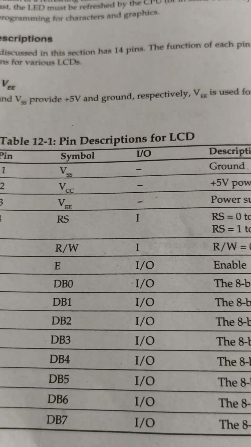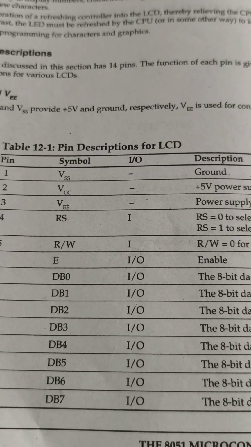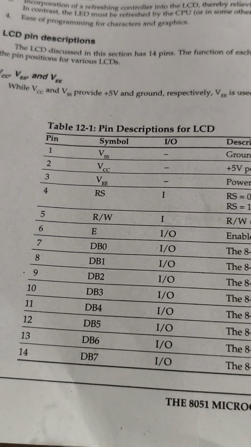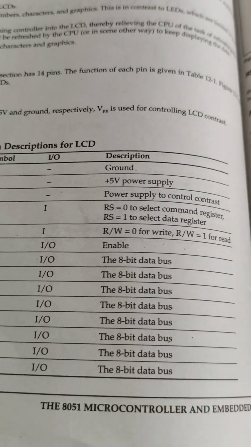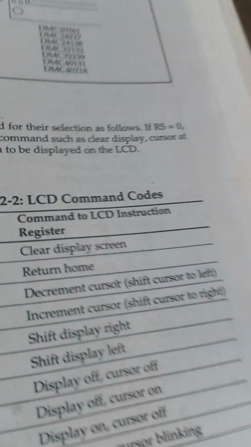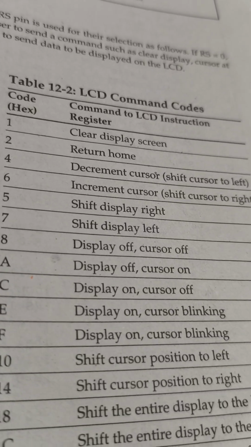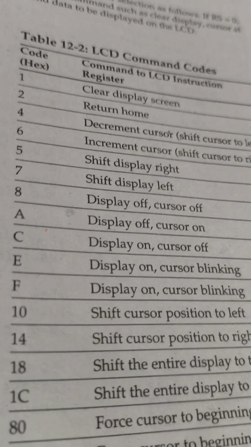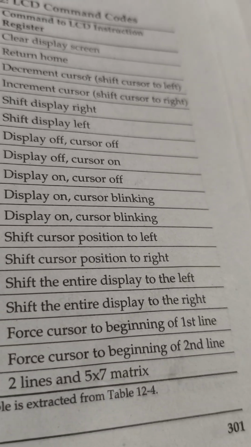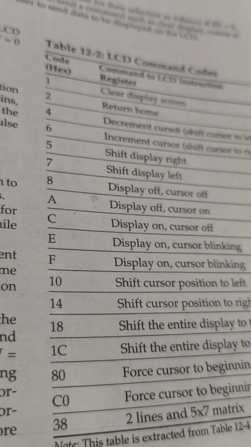The pin description is given. Each and every pin has a particular purpose, a particular meaning, because they are not used simply. Therefore, what 14 pins are there? And there are different commands: how we can set contrast, clear, return home, increment cursor, decrement cursor, cursor blinking. Sometimes you give a command like 0F, and at that time the cursor will blink.